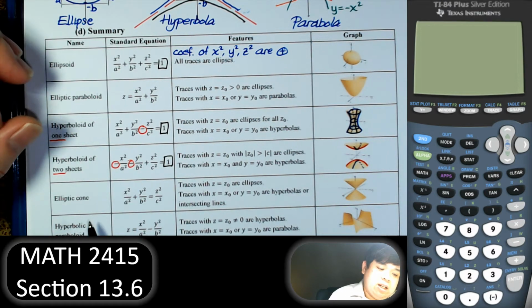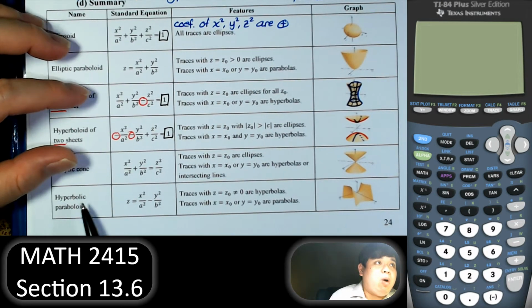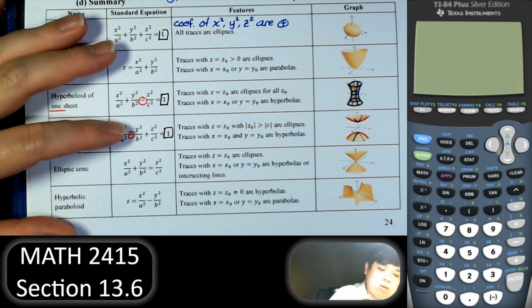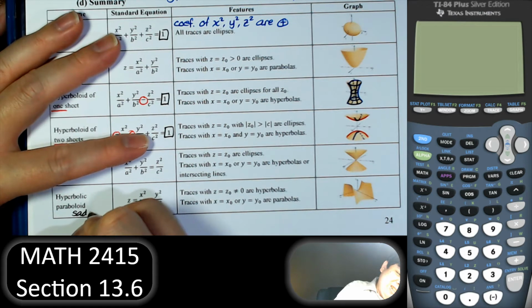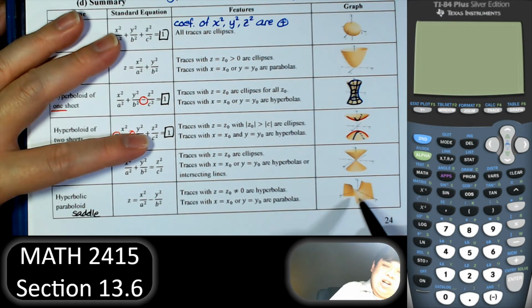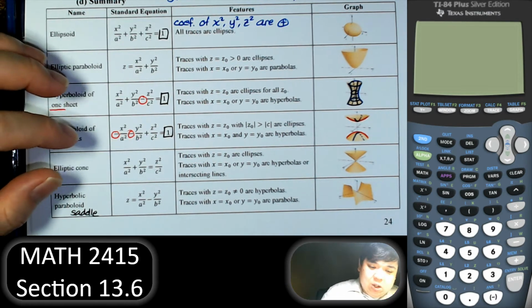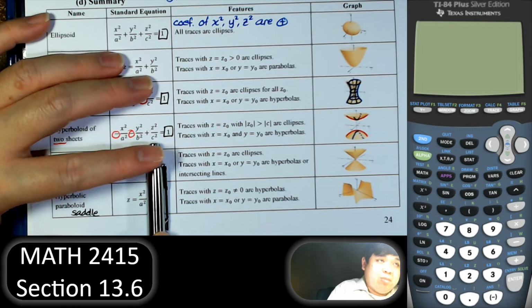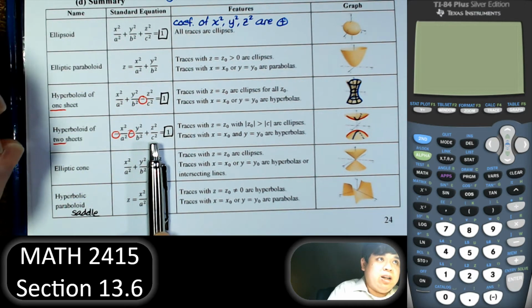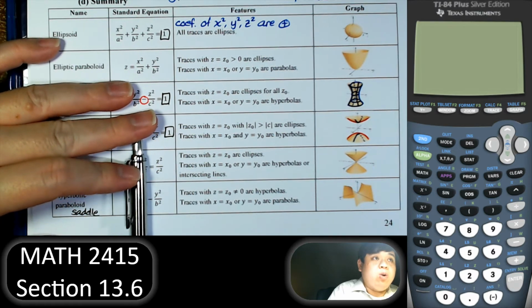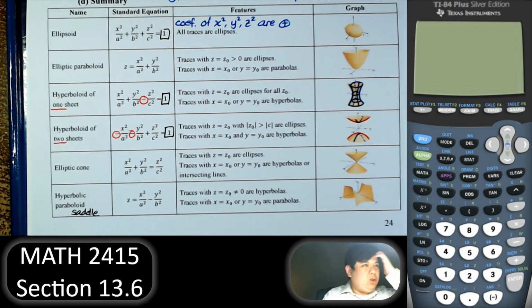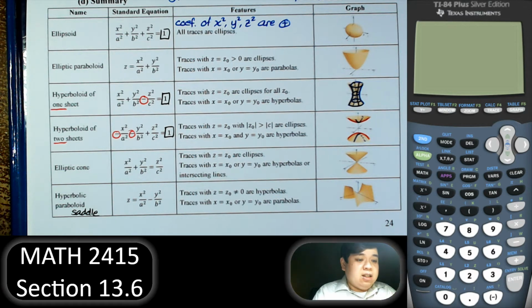And then the hyperbolic paraboloid, which we sometimes call a saddle, because it looks like a horse saddle, right? So in this case, that is a parabola, right? z equal to x squared, and then z equal to y squared is also a parabola. So of course it will look like that.